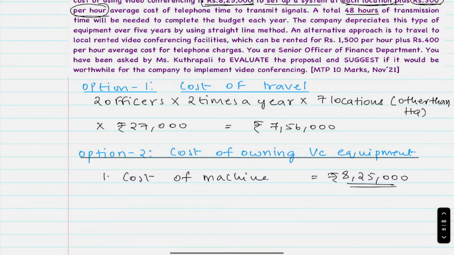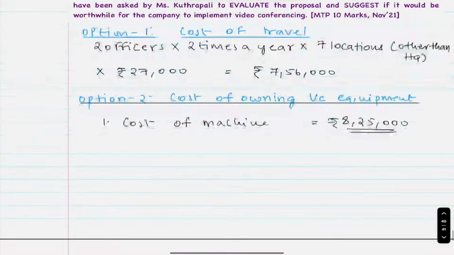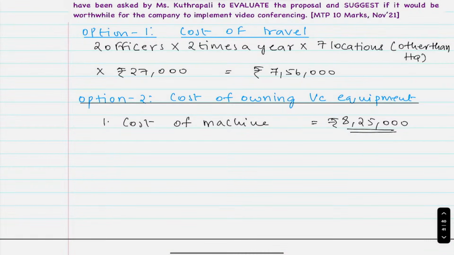Start again. Cost of machine is a capex or a revenue expenditure? Can be taken and compare with 7,56,000 or cannot compare? Cannot compare. 7,56,000 is what? Revenue expenditure. How can you compare it with capital expenditure? Capital expenditure will be huge, definitely. Clear? Right now. Cost of owning the video conferencing equipment.